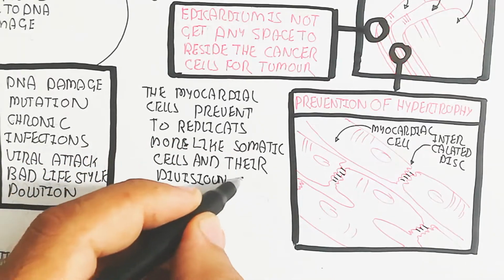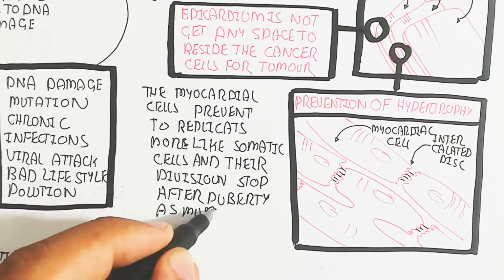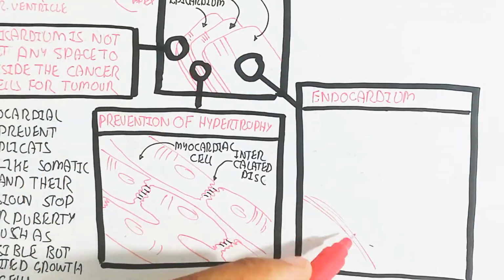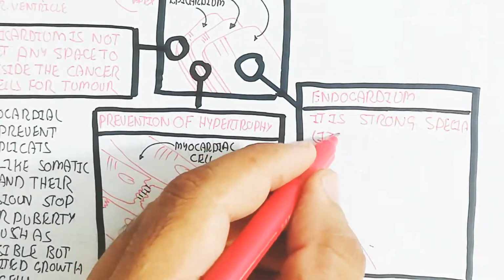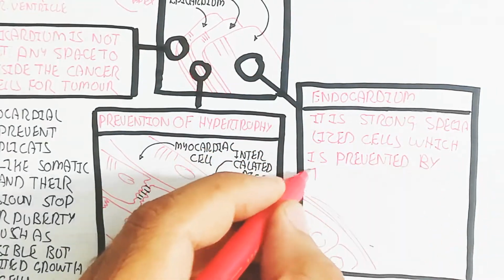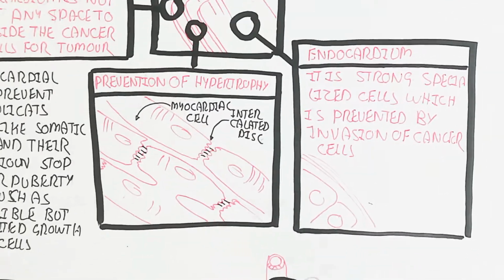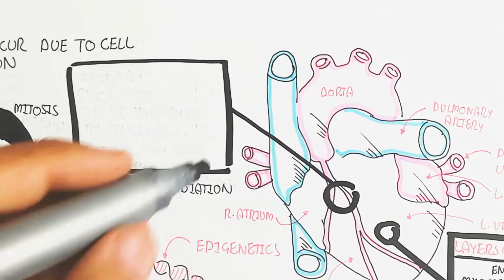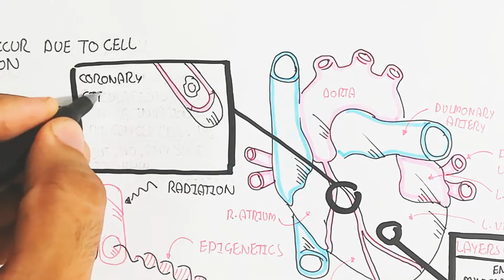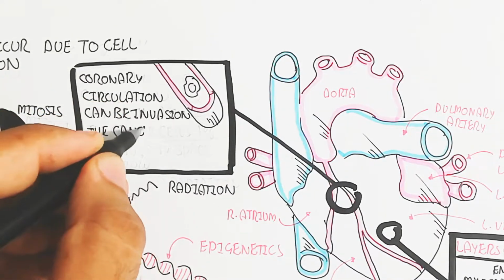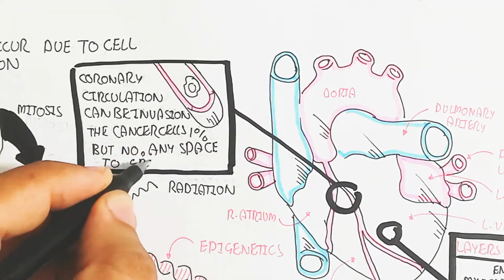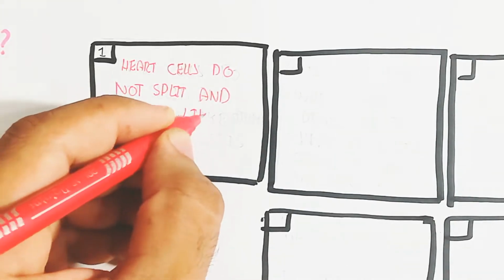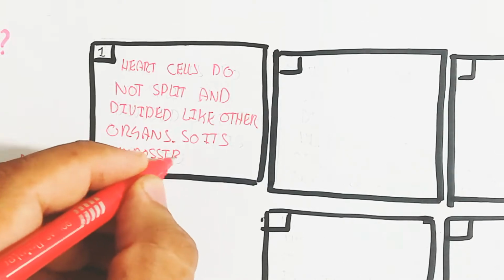The myocardial cells are prevented from replicating more like somatic cells, and their division stops after puberty as much as possible. Limited growth of cells can occur for normal maintenance, but it is rare, not too much. The endocardium is made of strong specialized cells which prevent invasion by cancer cells, so protection occurs. This protection leads to a marvelous property of the heart. Cancer cells can invade the coronary circulation about 1% of the time, but there is no space to grow because the circulation is limited. With less circulation in the coronary, invasion is impossible.